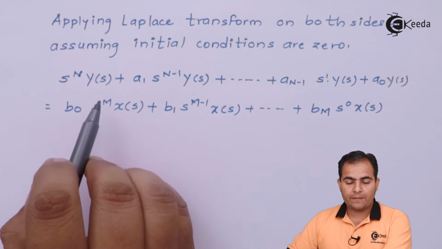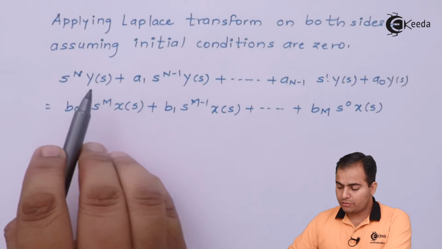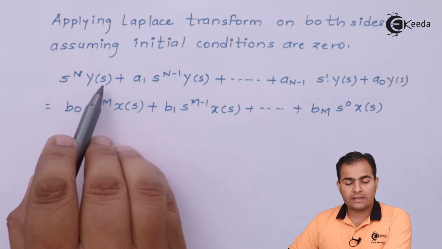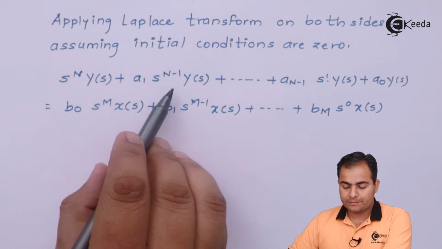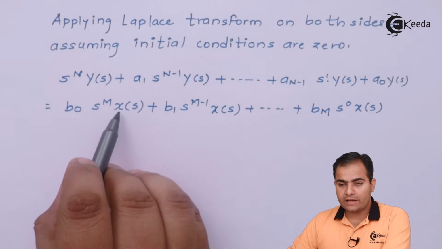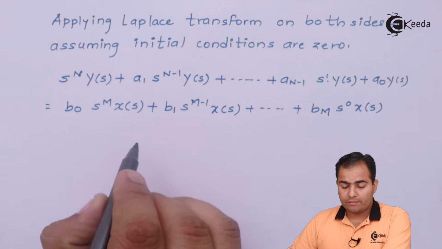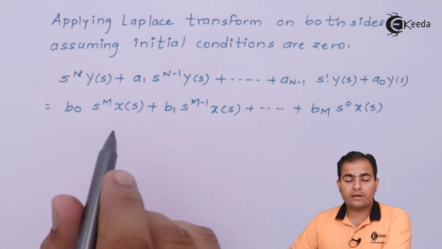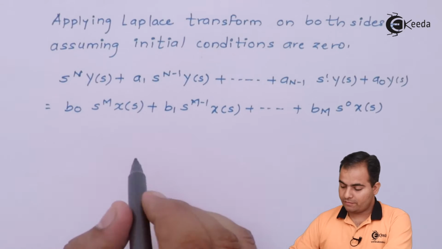So I have applied a Laplace transform on both the sides and I have assumed all the initial conditions are 0. So what is there? Only the s terms and the Laplace transform of that function and the coefficients of that differentiation. Now you can take Y(s) common from the left hand side as well as you can take X(s) common from the right hand side. Basically, why we are doing this? Because I want to find out a transfer function of nth order differential equation.